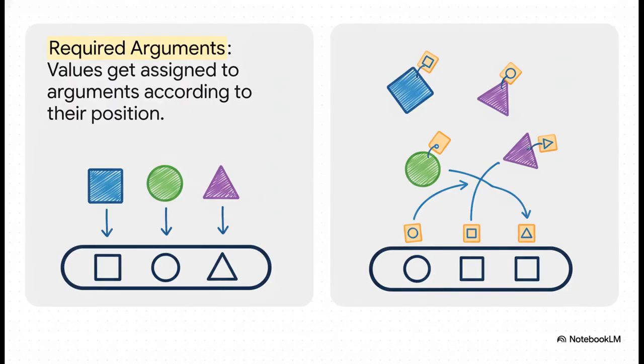Okay, so when we're feeding these ingredients, these arguments, into our function, we've actually got a couple of ways to do it. The first, and most straightforward, is with required arguments. You just list the values, and Python lines them up by position. Simple enough. But there's a more flexible way, keyword arguments, where you actually label which value goes to which parameter.